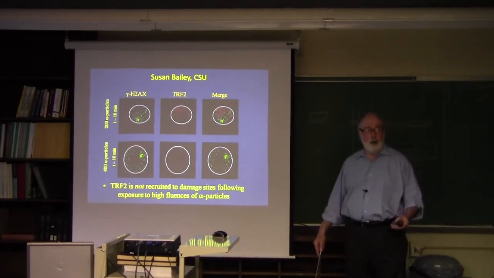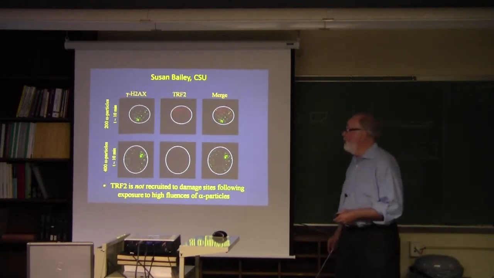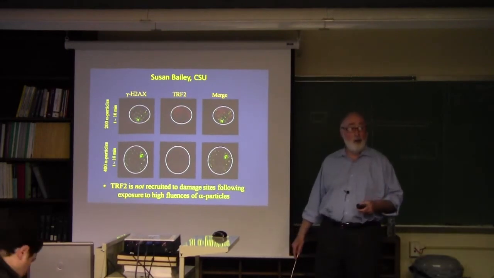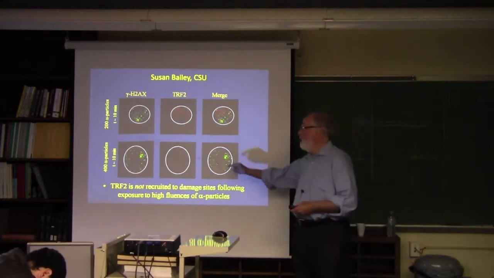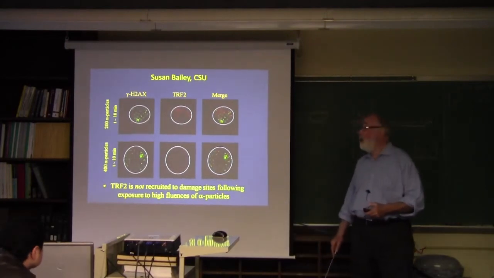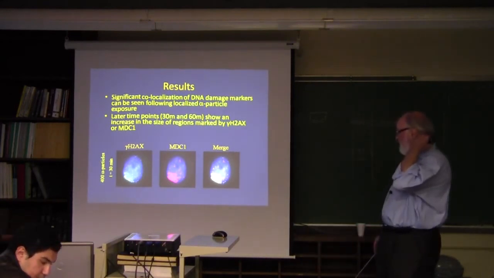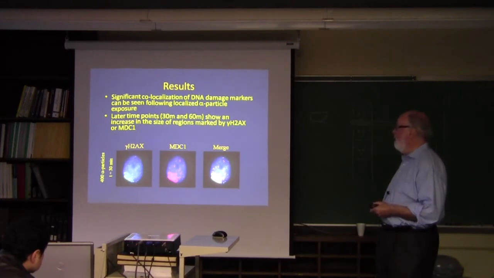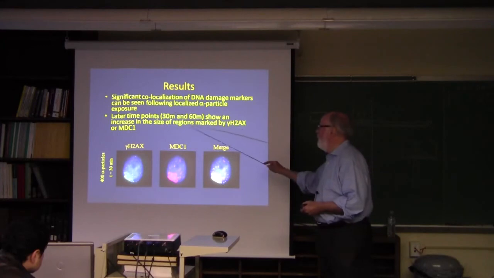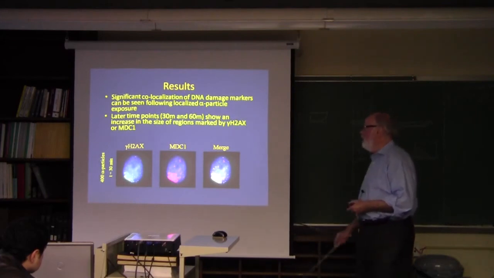So a clear-cut conclusion which she could make definitively because she had access to a DNA damaging entity which not completely but largely restricts damage to a known site in the nucleus. Okay? That's one example from Susan Bailey. These are essentially the MDC1, which is another DNA damage repair marker. So essentially, significant co-localization of DNA damage markers can be seen following localized alpha particle irradiation, and later time points, half an hour and an hour, show an increase in the size of regions marked by gamma H2AX and MDC1.